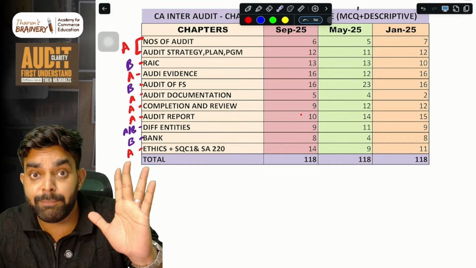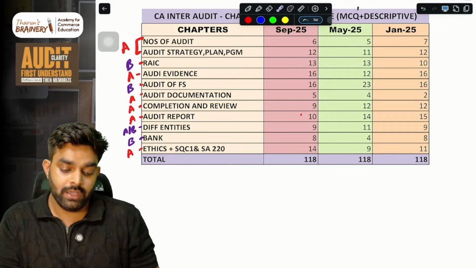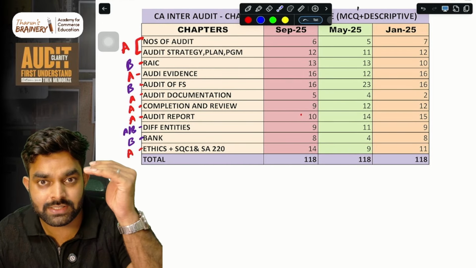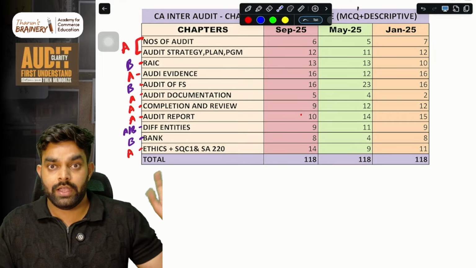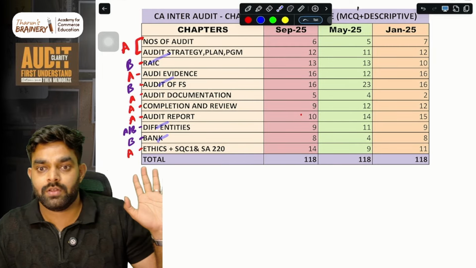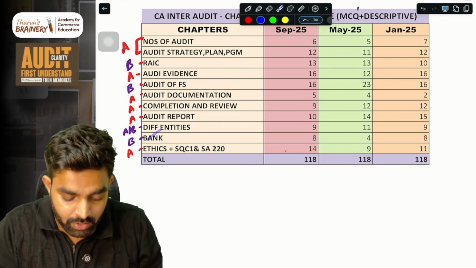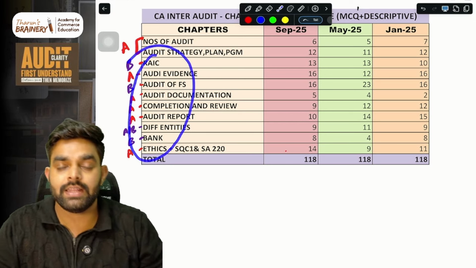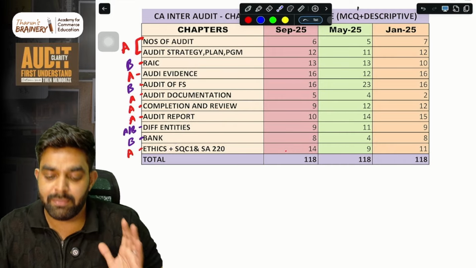Then don't skip B. There is a technique to do B. In these B category chapters, whichever is tough for you, you can skip any one. Only one. Any one which is tough for you, you can skip, no problem. Either you may skip bank audit or different entity, or you may skip financial statements or risk assessment, internal control, because these B category chapters are obviously high-marked chapters.